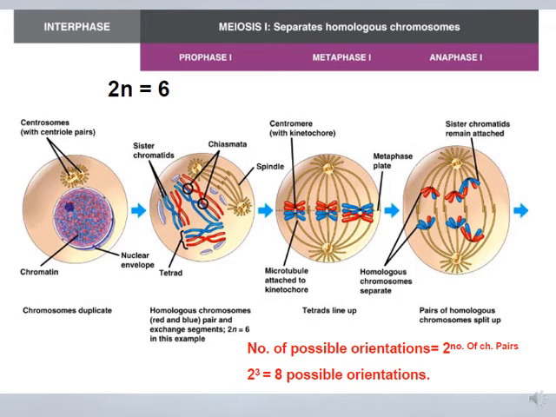Here the figure showing interphase. Meiosis 1 separates homologous chromosomes. Meiosis 1: prophase 1, metaphase 1, anaphase 1. These are the tetrads that I told you about. This is the tetrads. Okay, these are the tetrads here.